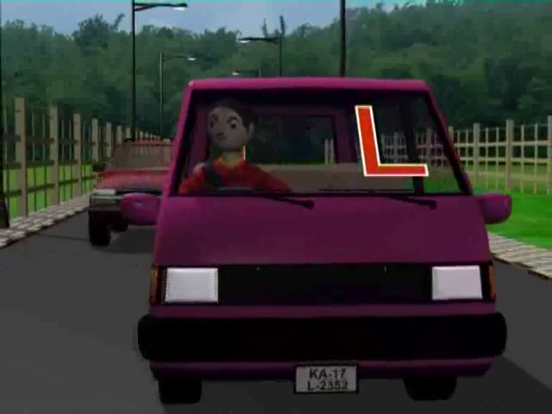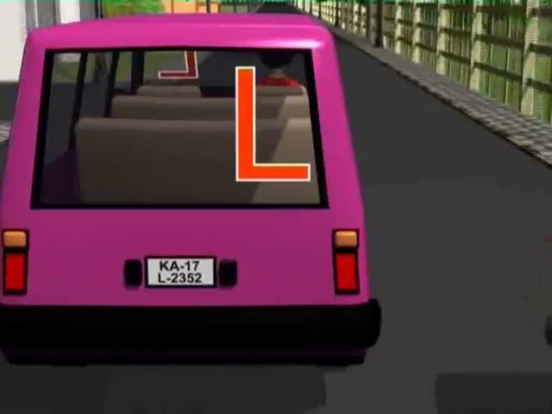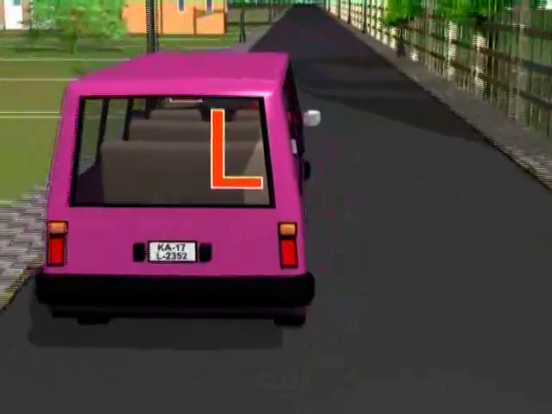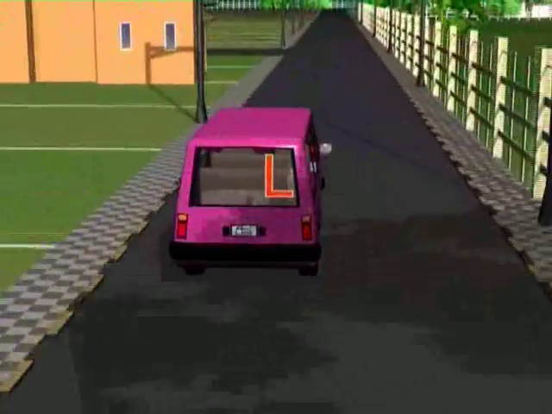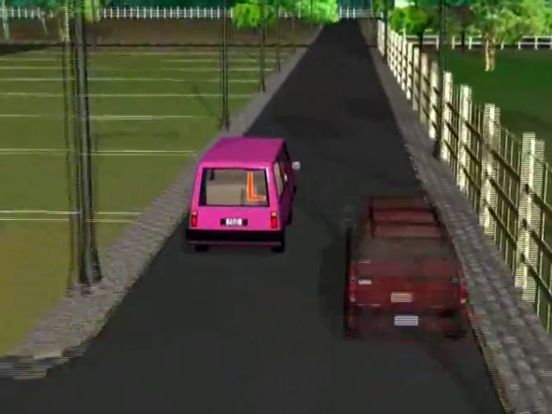It is mandatory that you display the L board on the front and the back of your vehicle so that the other drivers can be alert and give way to your vehicle.